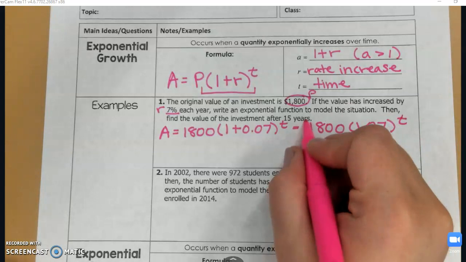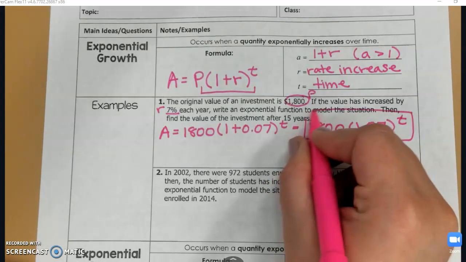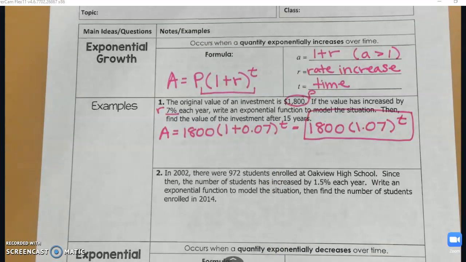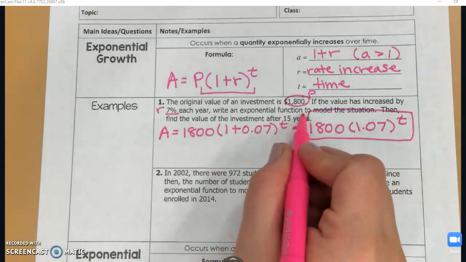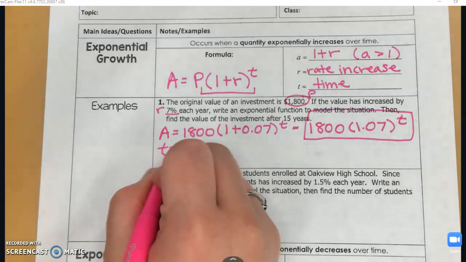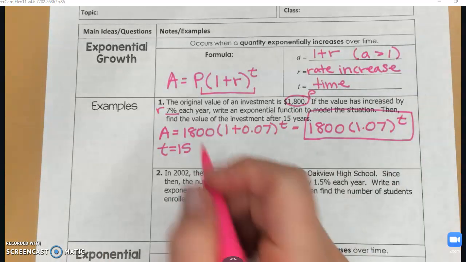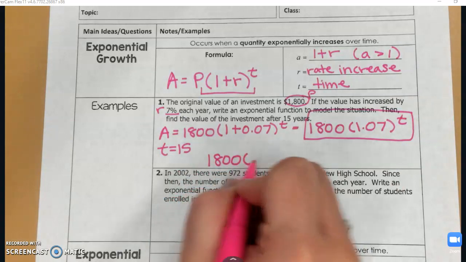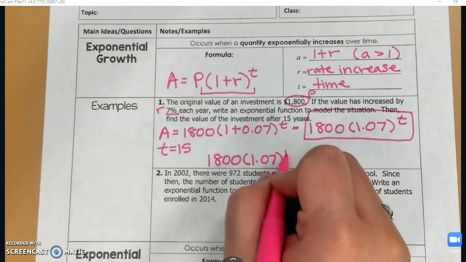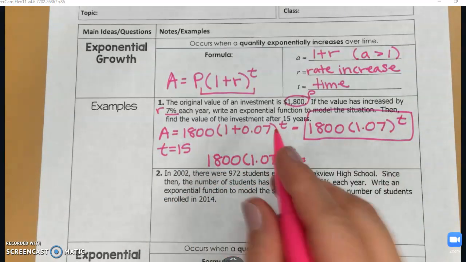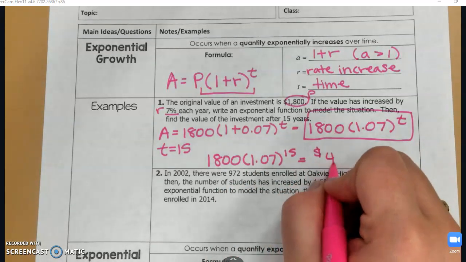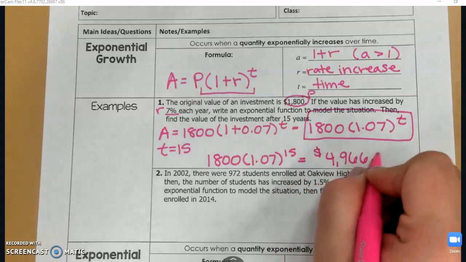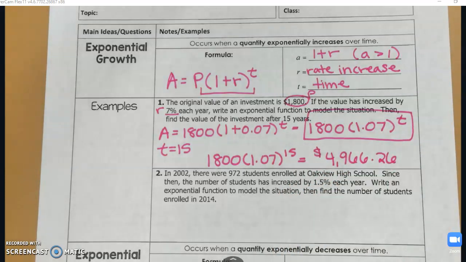That is my function. So on these types of problems, there's going to be two things I'm looking for: your function, and then the answer for the follow-up question, which is find the value of the investment after 15 years. So when t is 15, I'm going to plug in 15 for t, and then in the calculator, and we're talking about money here, so I'm going to be rounding to 2 decimal places. So $4,966.26. And that's it.